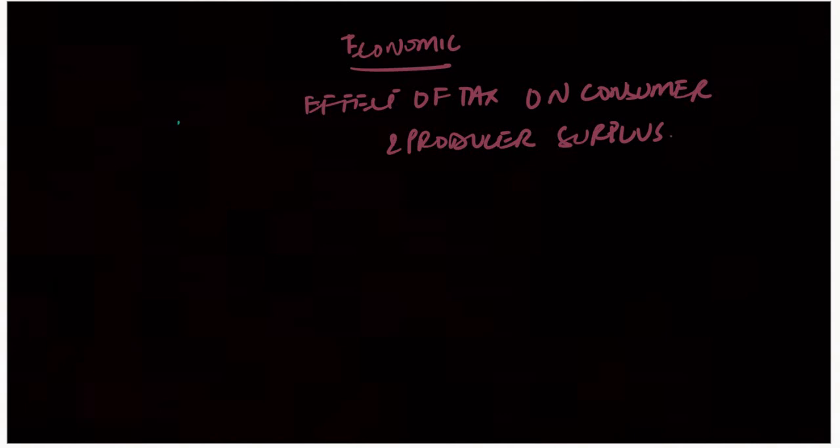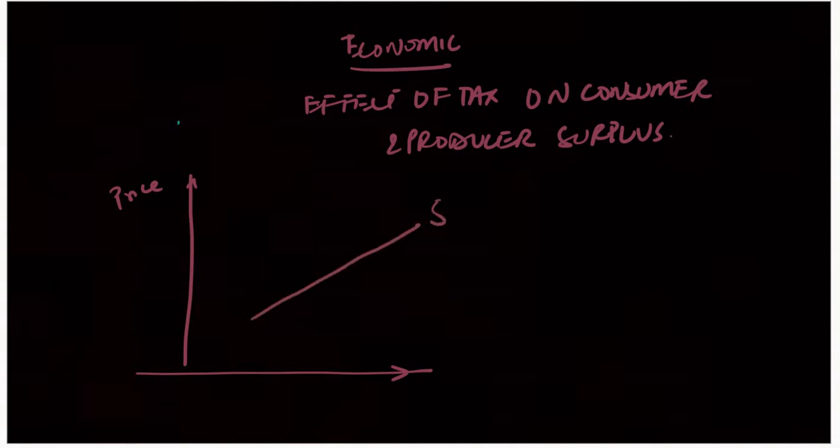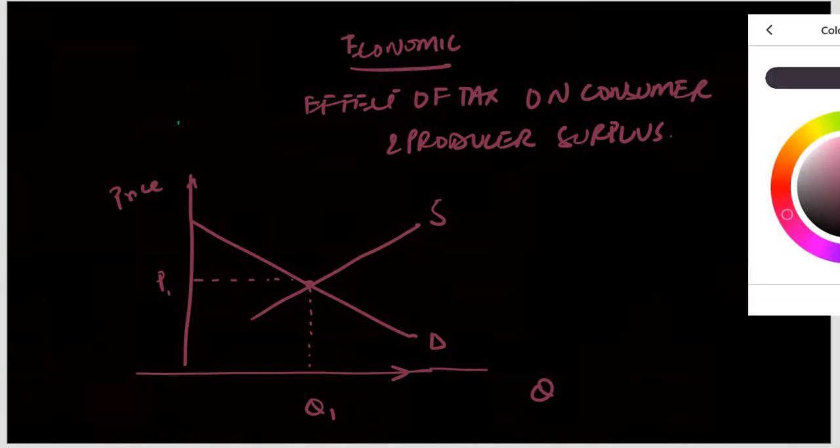Okay, so first of all, if you draw the diagram of demand and supply, this is price, this is the supply, and this is the demand, and this is quantity. So initially what was happening? The equilibrium price was P1 and the equilibrium quantity was Q1.